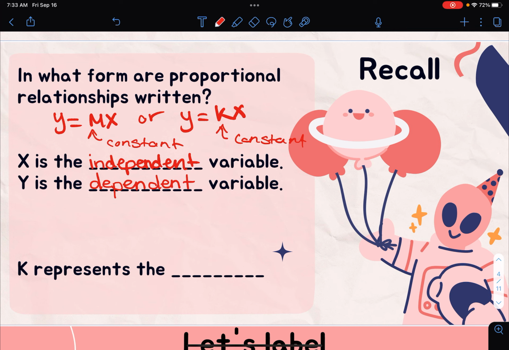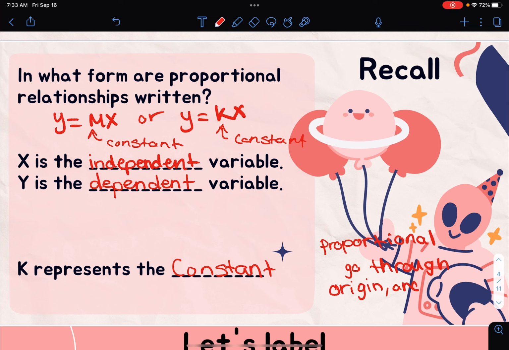Okay. And then K represents the what? Well, I told you when we wrote our equation, K represents the constant. Okay. And then it's not on here, but another thing to remember is that proportional relationships go through the origin and form a straight line, remember? And that was on our notes from yesterday, so you can use that to reference, okay?